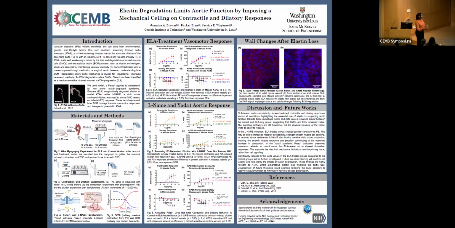And then all these findings together are highly relevant to ATAA, understanding how ECM degradation leads to changes in the aortic wall, to further understand ATAA disease progression.